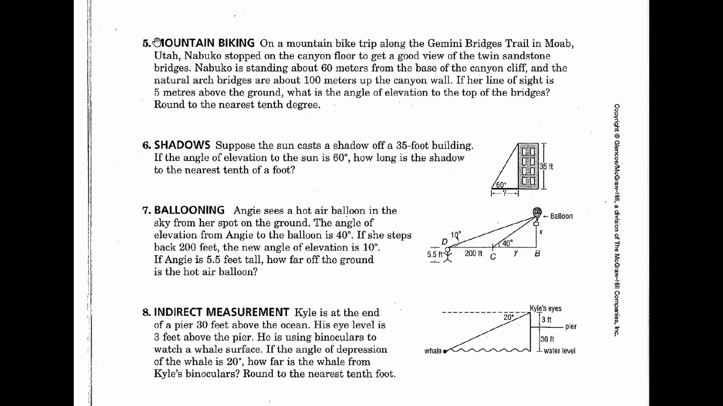Draw one. So again, it doesn't have to be an awesome drawing. There's my cliff with my canyon. Here's my person standing down at the bottom of the canyon. And they're looking up at the top of the canyon. All right. Now, they gave me a bunch of stuff that I can label. So it said he is standing 60 meters from the base of the canyon cliff. The natural bridge is about 100 meters to the top. The line of sight is, sorry, her line of sight is about 5 meters above the ground.